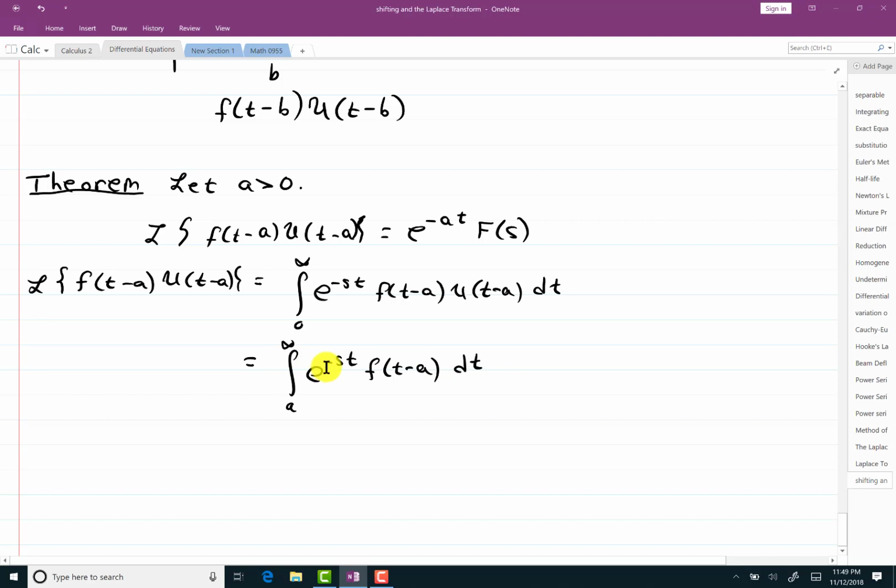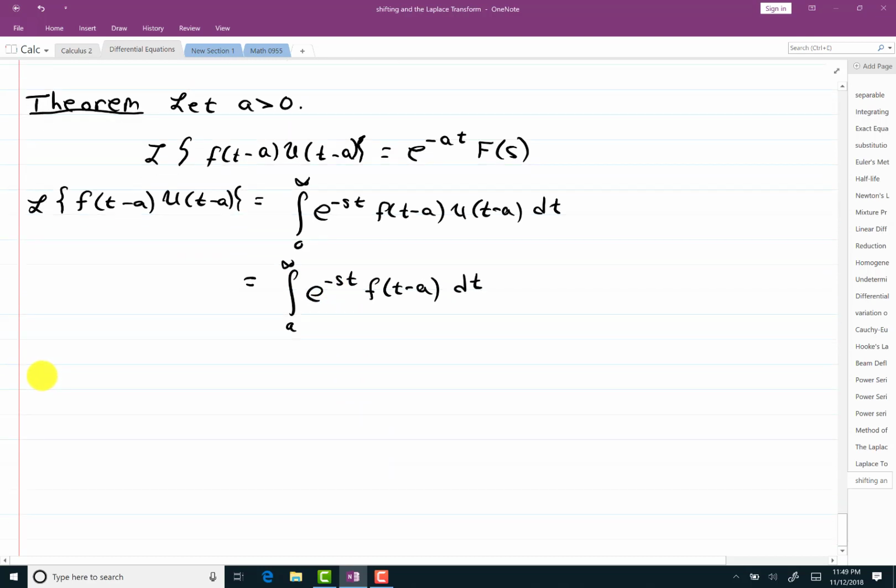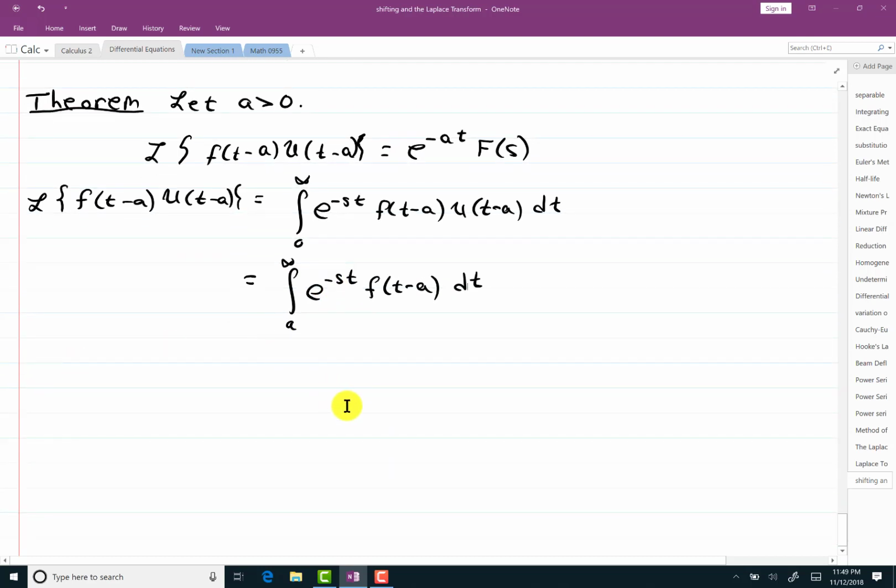Now let's do a change of variable. So what I'm going to do is allow v to equal t minus a, and then dv equals dt. And so I'll be able to make the change of variable that way. So we'll start by changing the limits of integration. When t is equal to a, v will equal 0. When t equals infinity, so will v.